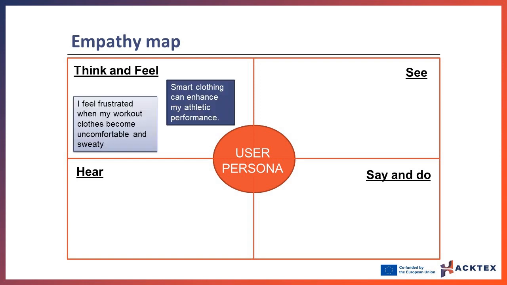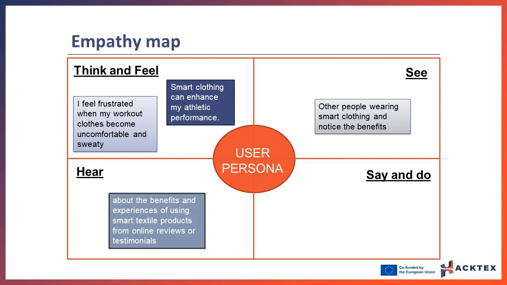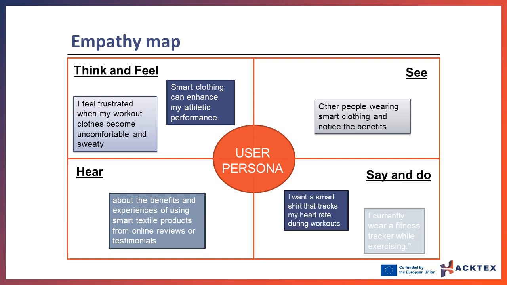The Thinks and Feels quadrant records what the user thinks or believes about the smart textile product. This includes their opinions, assumptions, and perceptions. The Sees quadrant focuses on what the user sees, such as the design and shape or the promotional materials demonstrating the product's features. The Hears quadrant collects the auditory stimuli and information that the user receives, that can be recommendations, opinions or marketing messages. The Says and Does quadrant captures what the user says about the product and their interactions with existing smart clothes or accessories.